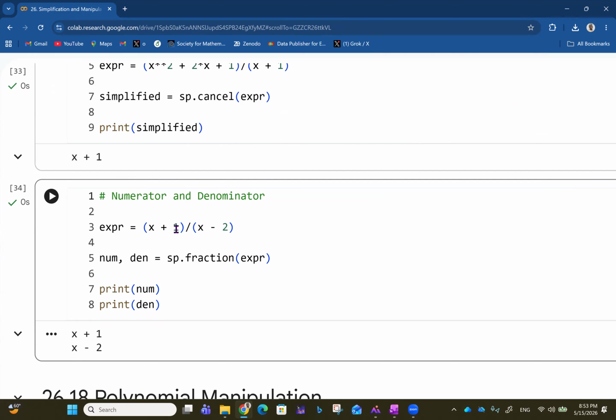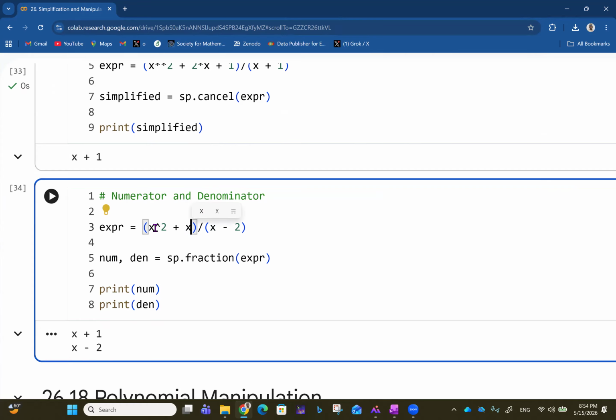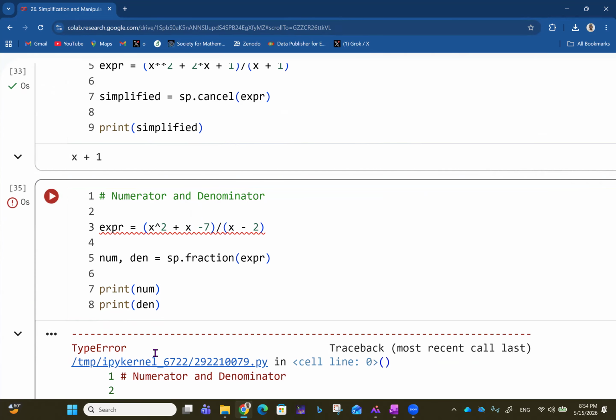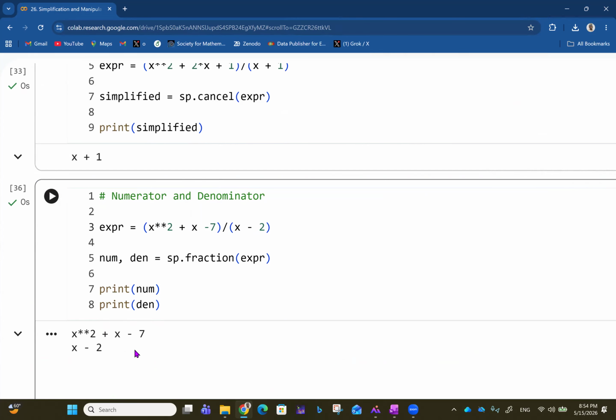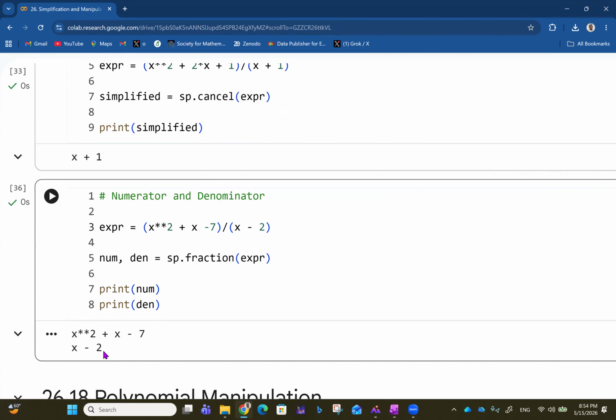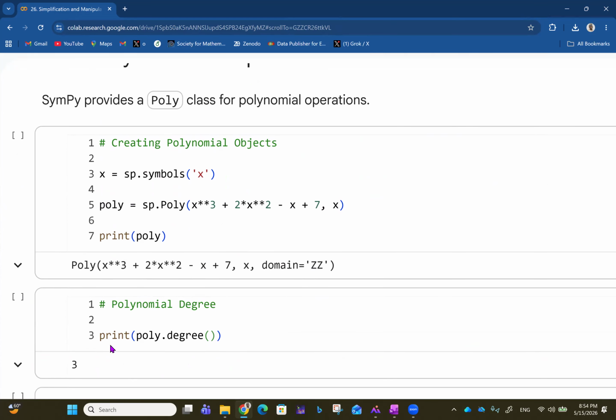So what if you have x squared plus x minus 7, okay? All over that. Yeah, I think I did it wrong because a square should be star star. Okay, so you have x squared plus x minus 7, and the denominator is x minus 2. Then we can have polynomial manipulation.